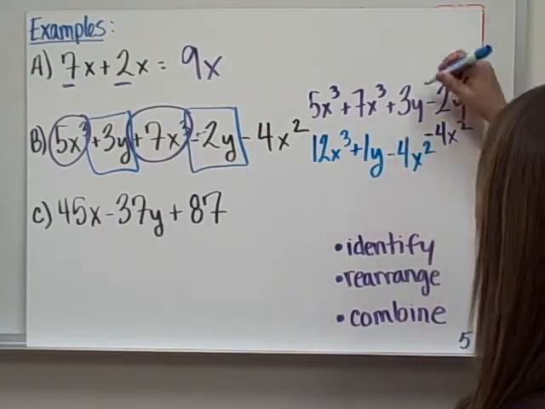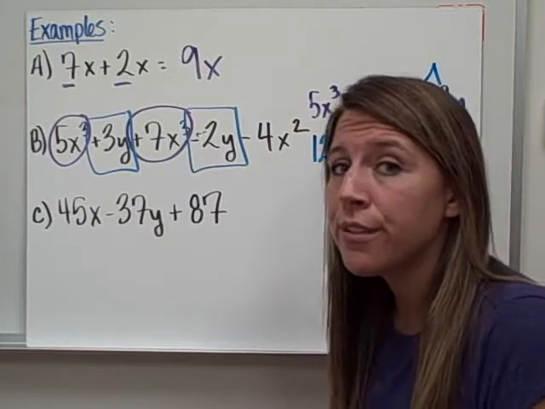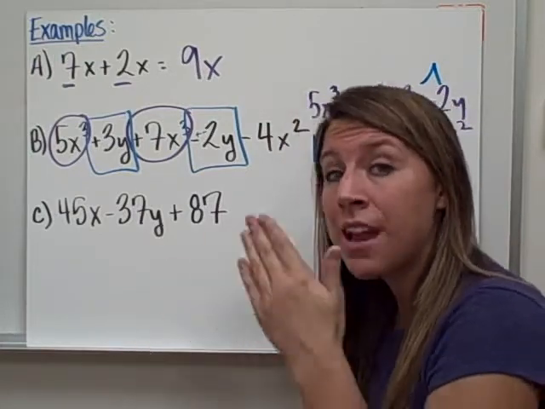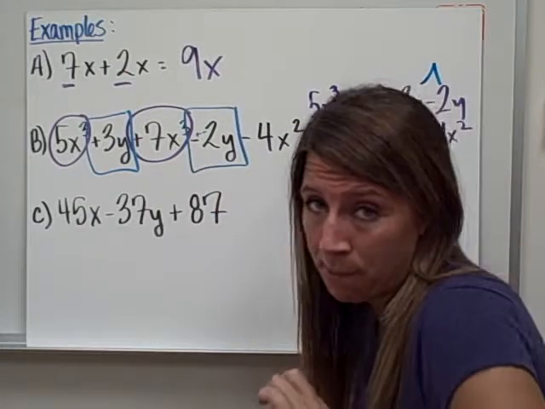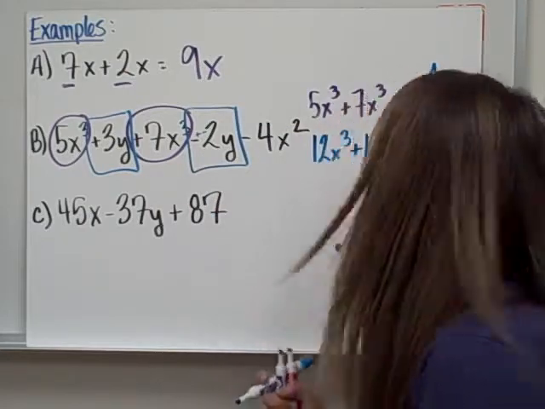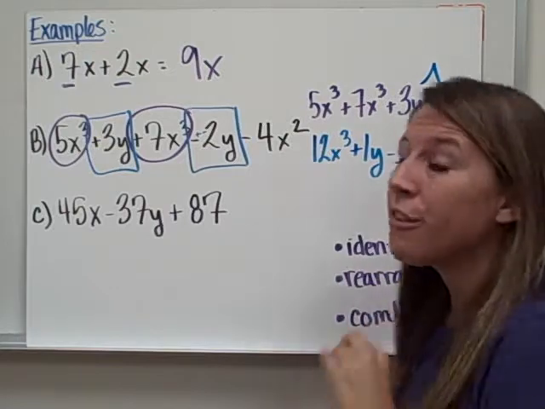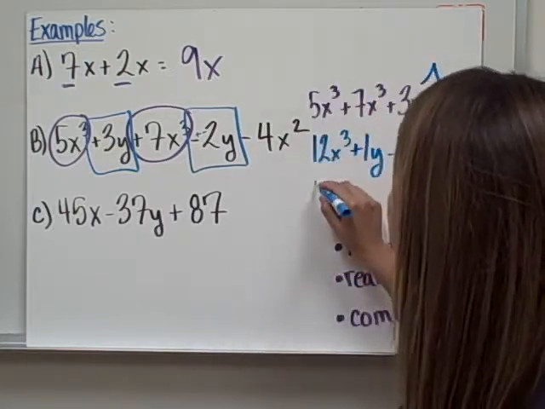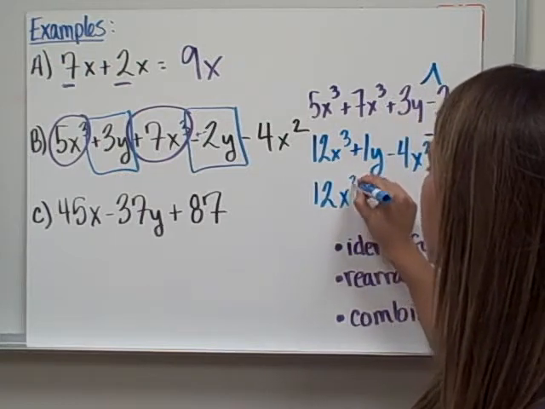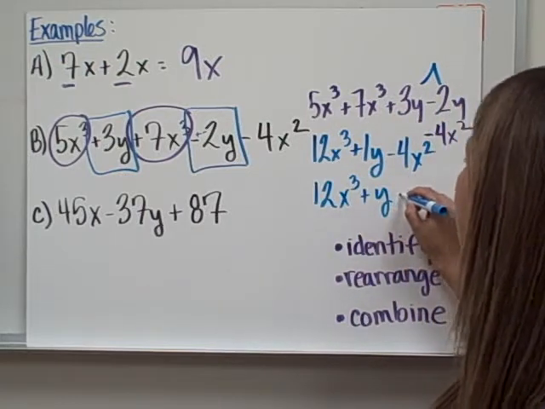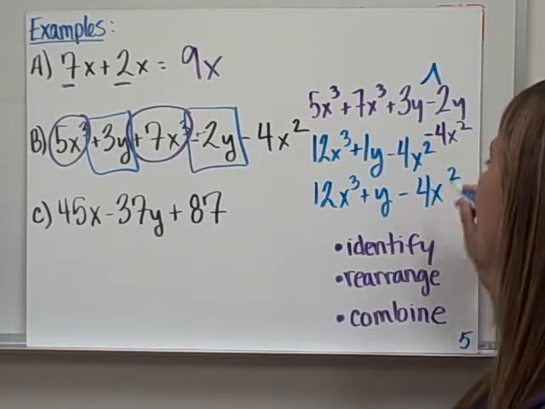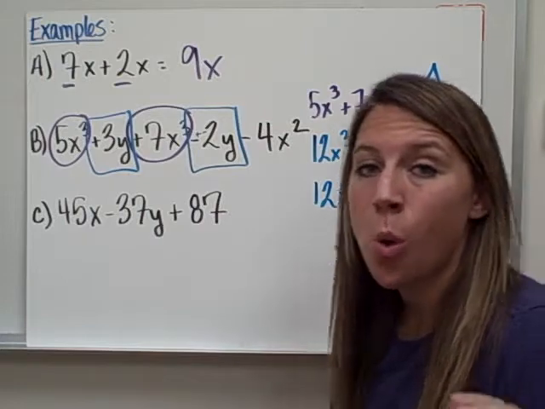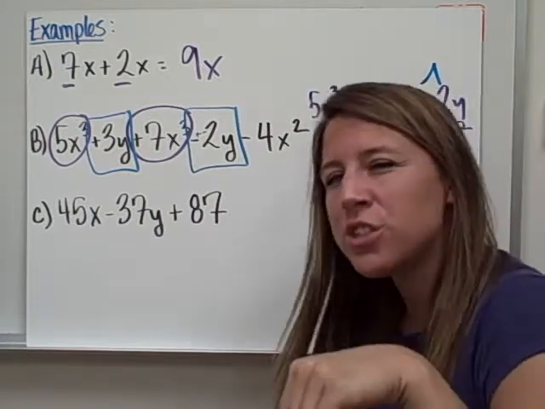Now what if my solution here would have been negative? If it would have been a negative solution, then I would put minus that number or plus the negative number. Okay, and we'll talk about that more. Is there any way I can simplify this any further? You don't have to, but you can rewrite it as 12x to the third power plus y minus 4x squared, because remember 1y is equivalent to just y. You just have one of them, you can just use the variable.